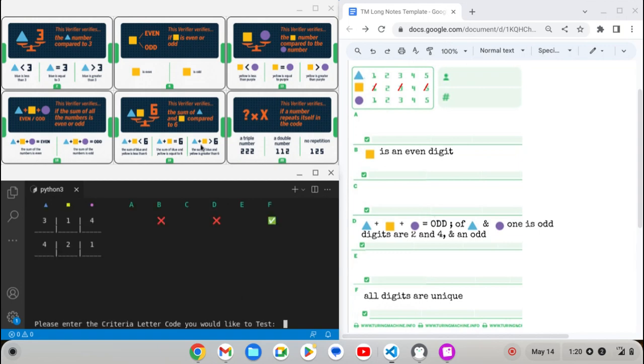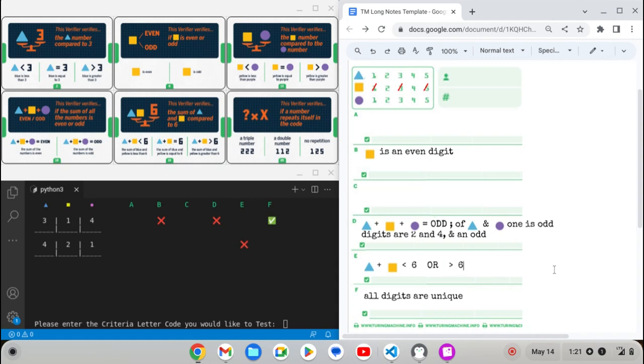Okay, since it was the sum that led us to this proposal, let's test criteria E. Okay, so it is not equal to 6. So that was criteria E, and the sum is not 6. In our notes here, we'll put down triangle plus square is either less than 6 or greater than 6.